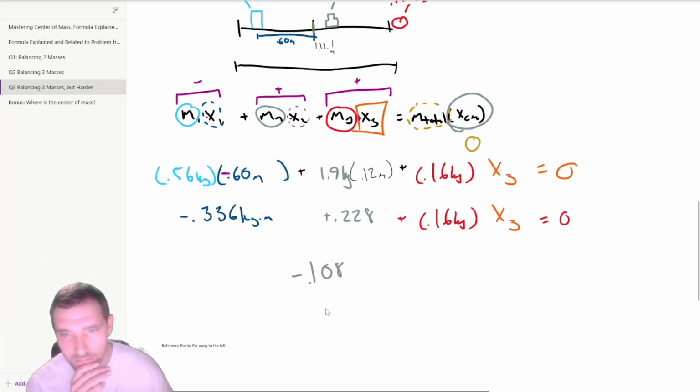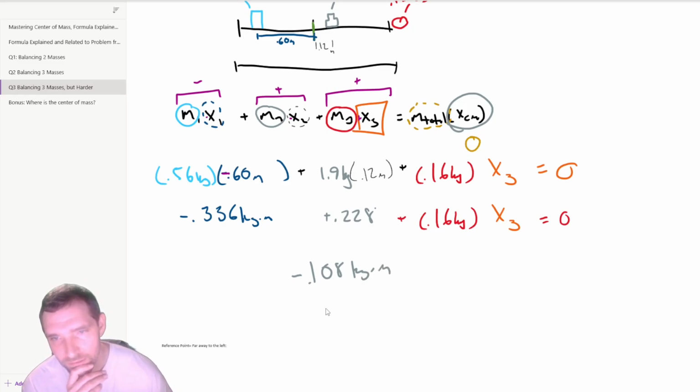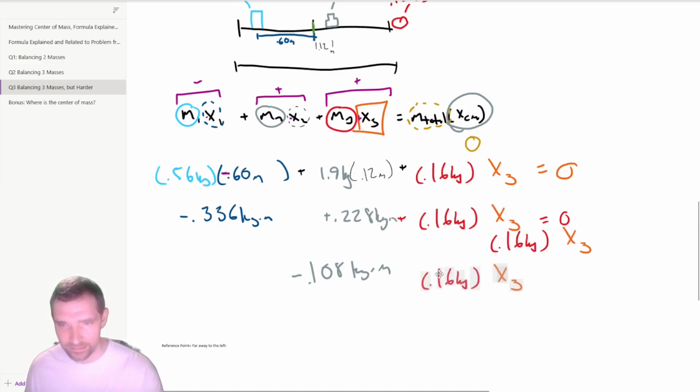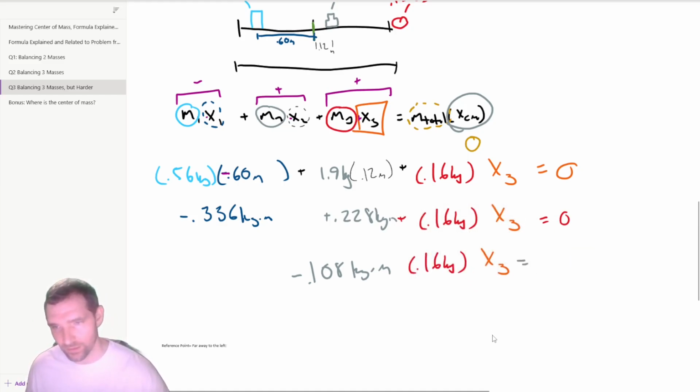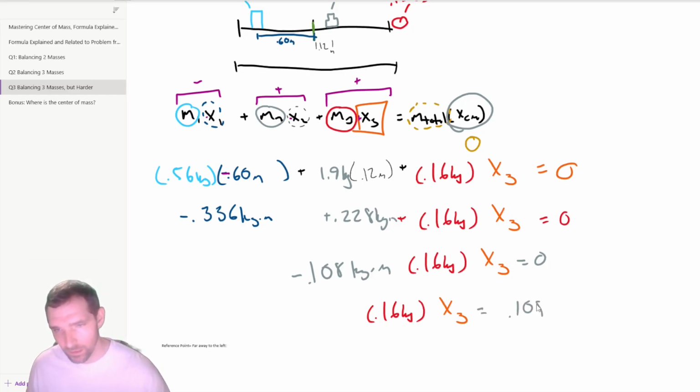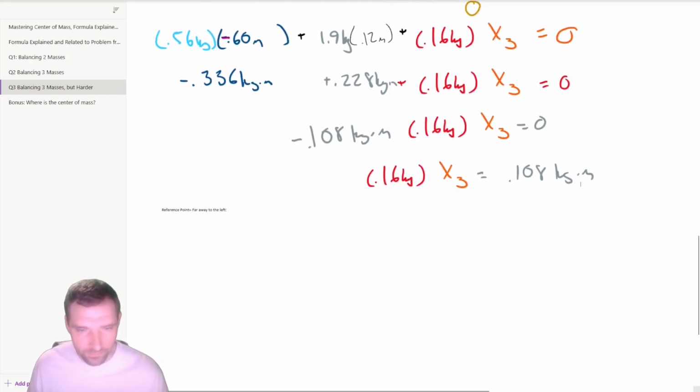108 kilogram meters. Just double checking the units are the same thing. Yep, it does look correct. So technically, this is all equal to 0, and then you can rewrite it as this being equal to the 108 kilogram meters, and we should be able to solve for this number now.